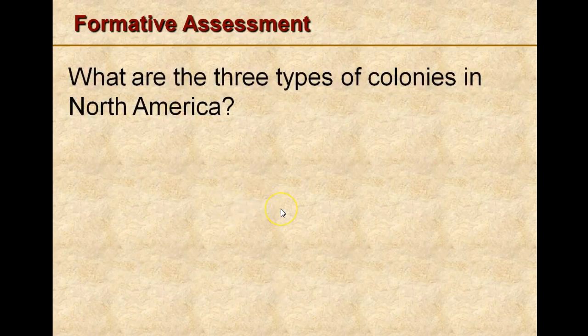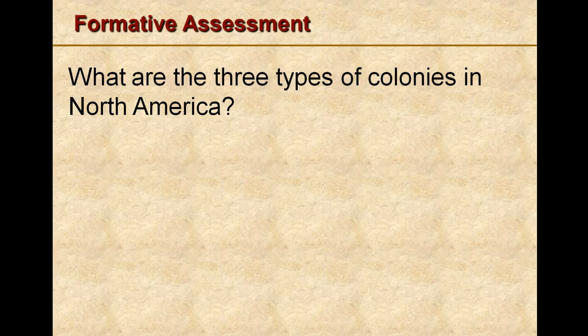So let's do another formative assessment. We'll get out your A, B, C, D cards again. Give you a second here to get those out. And you can see the question on the board here is, what are the three types of colonies? And again, our guest teacher will stop this presentation if we're not all on the same page and go back through a couple of things to make sure that we're doing well.